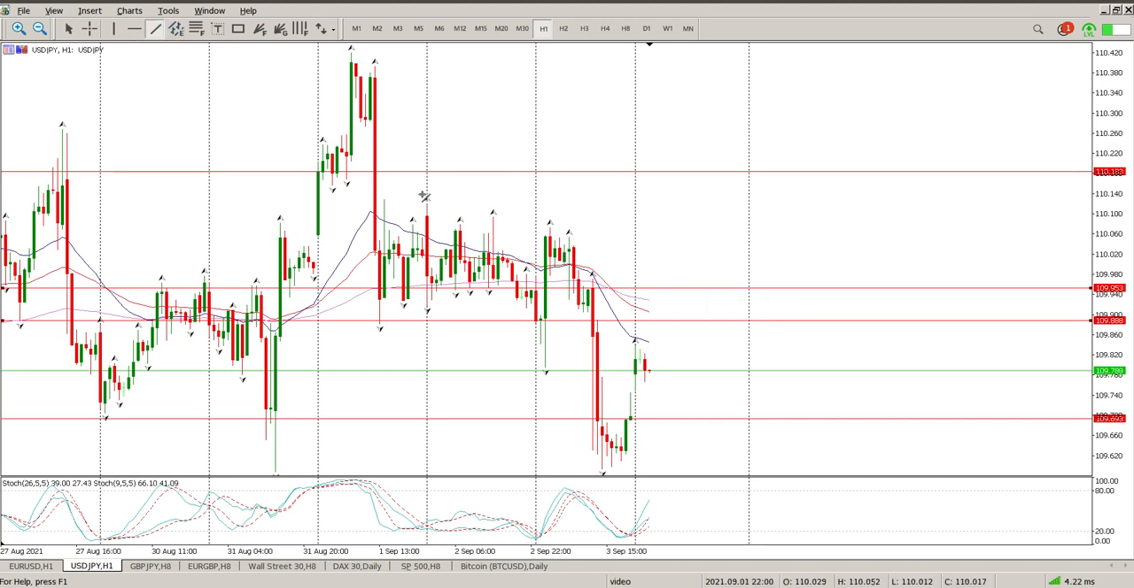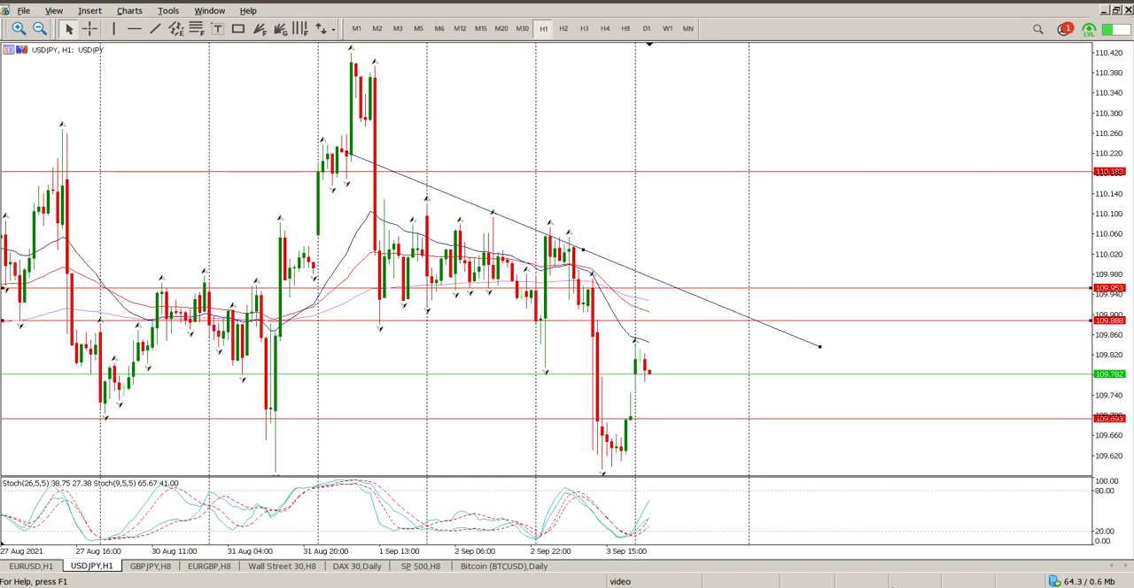There's also a diagonal trend line here, something like that. So yeah, that's kind of the structure I'm looking for. Nowhere to say we need to be selling at the moment, but I would be watching for price action between those two levels, 109,888 and 109,953, for an opportunity to sell into this.